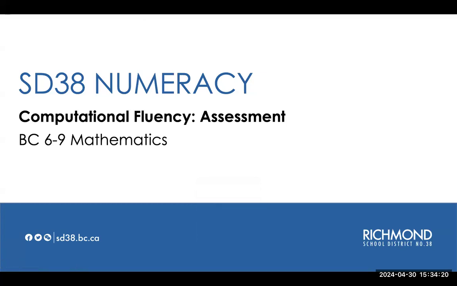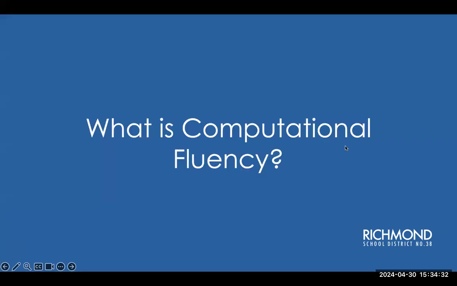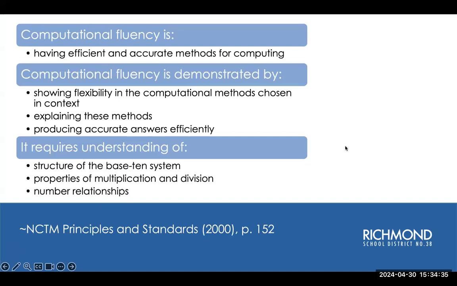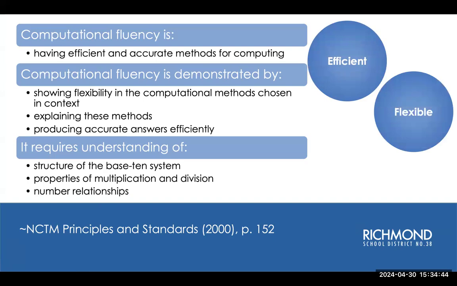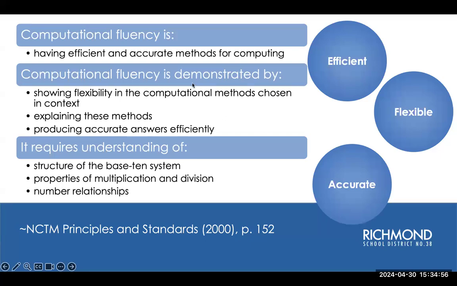So today we're going to talk about computational fluency and in particular focus on forms of assessment in 6 to 9. So let's remind ourselves of what computational fluency is. Computational fluency is having efficient and accurate methods for computing. It is also our ability to be flexible in our methods and be able to apply various strategies in different contexts. It is also our ability to connect with some of our understandings of number to how we will compute with numbers.